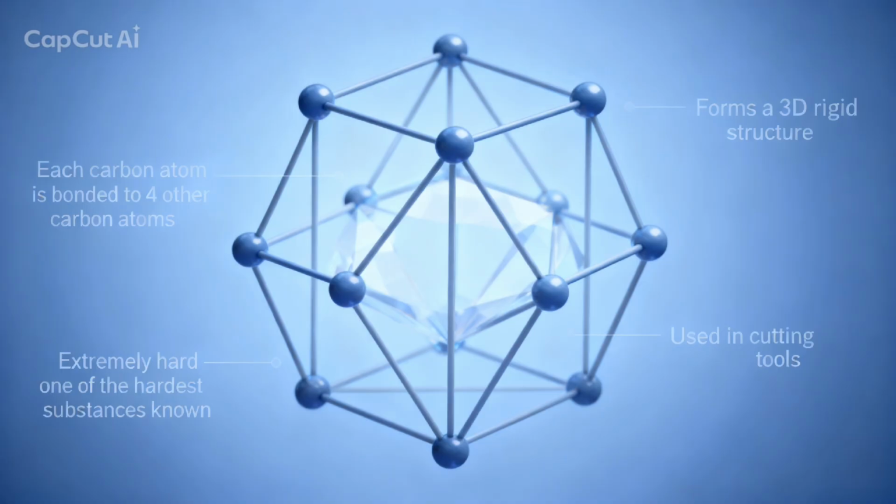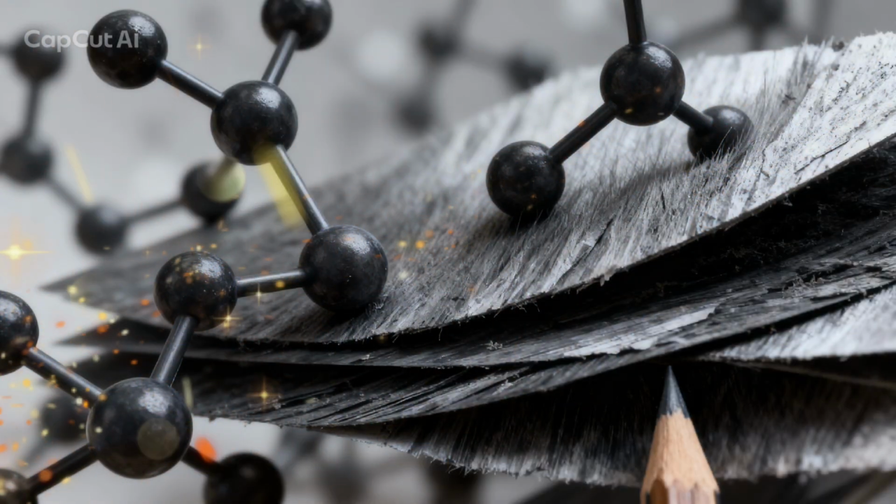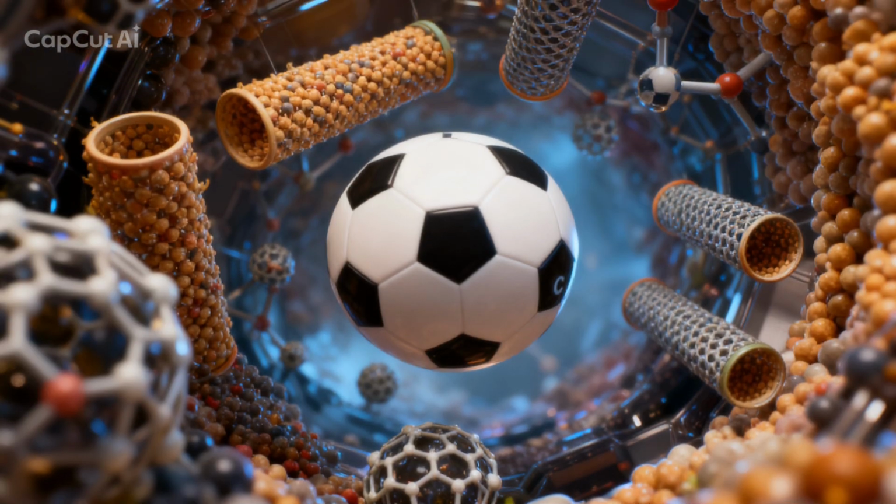Not just jewelry. Graphite. Each carbon atom bonds with 3 others. Forms layers. Layers slide over each other easily. That's why graphite feels soft and is used in pencils. Fullerenes. Carbon atoms arranged in hollow shapes like spheres or tubes. Example: C60 looks like a soccer ball. These are used in nanotechnology and advanced materials.